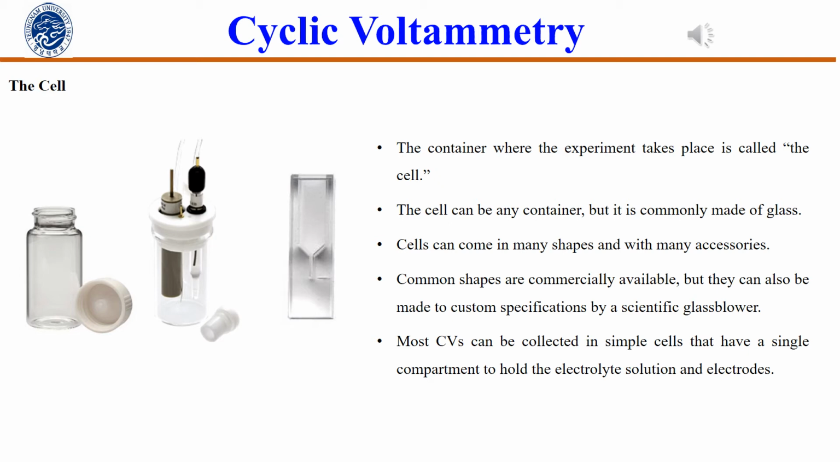Controlling the composition of the head space above the analyte solution is useful if you want to remove oxygen, as it can react with certain analytes or get reduced itself, or to introduce gases like hydrogen or carbon dioxide. So we need to make sure that after inserting electrolyte, the cell should have some space to remove the gas if you want.